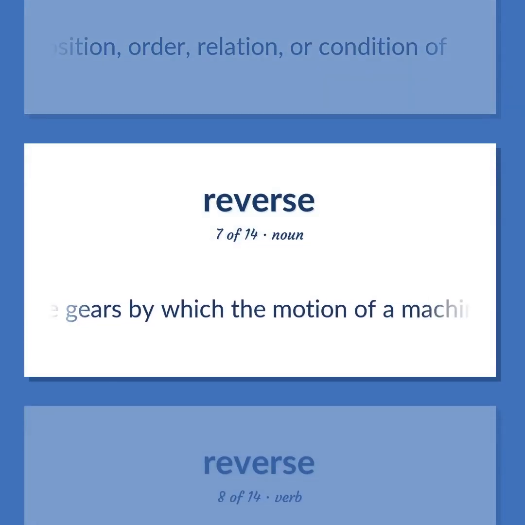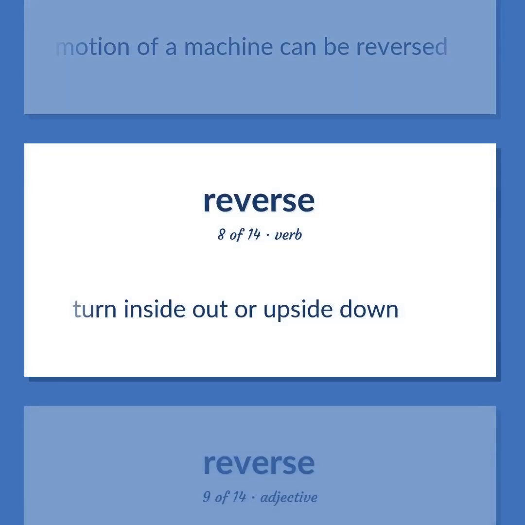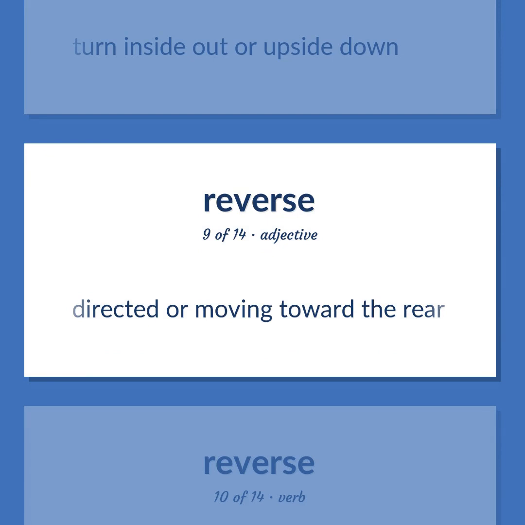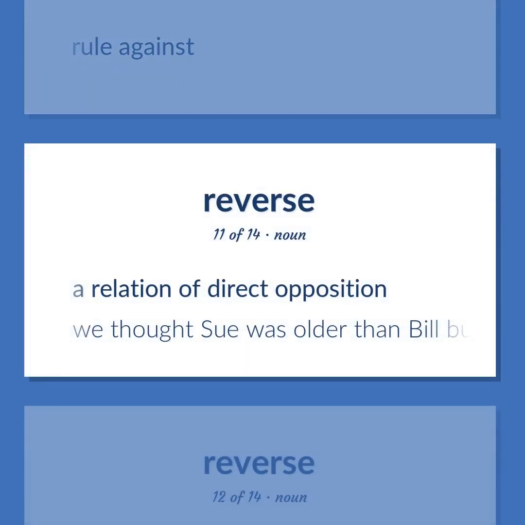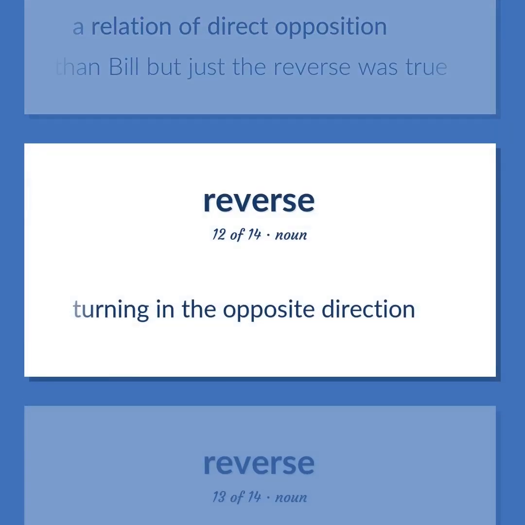The gears by which the motion of a machine can be reversed. Turn inside out or upside down. Directed or moving toward the rear. Rule against. A relation of direct opposition. We thought Sue was older than Bill, but just the reverse was true. Turning in the opposite direction.